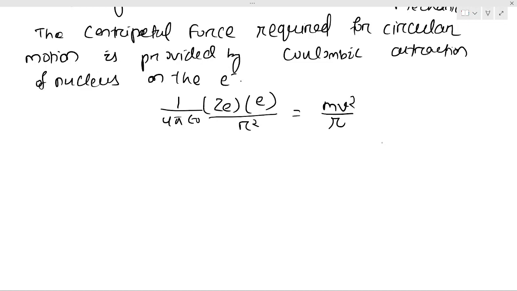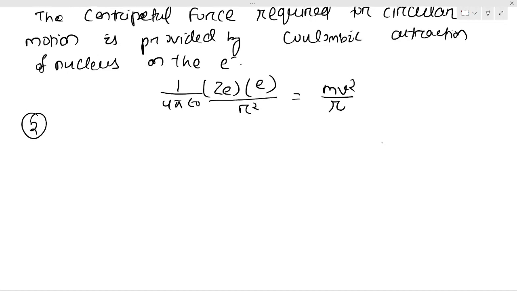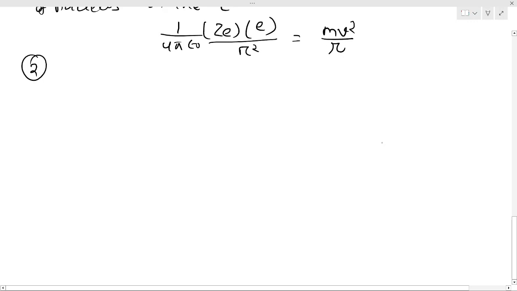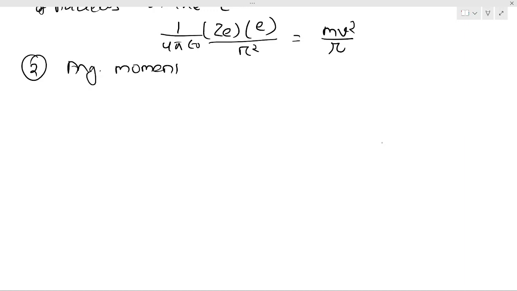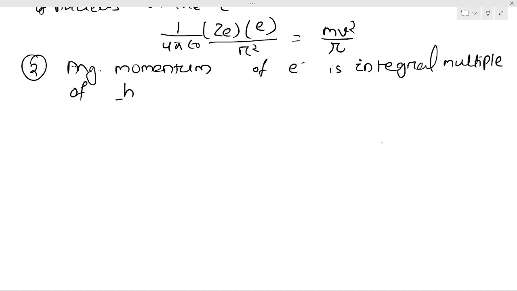Okay, so what does the second postulate say? The angular momentum of the electron is an integral multiple of h cross, or we can say h by 2 pi.